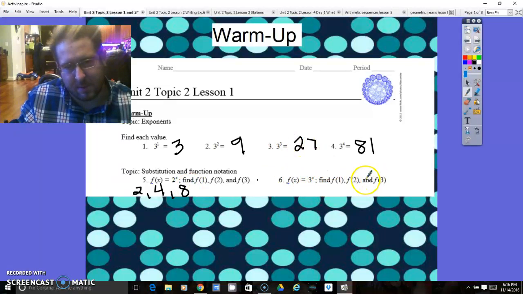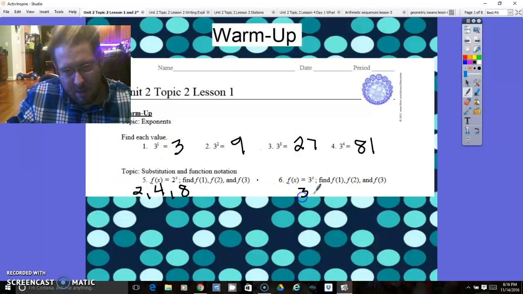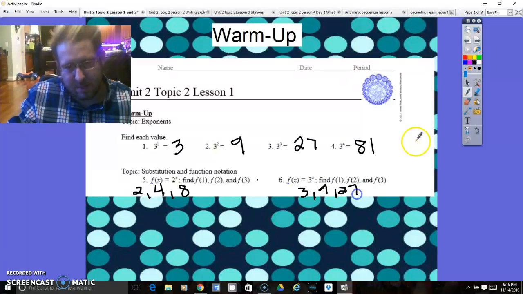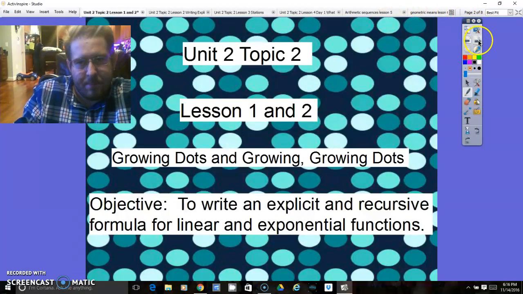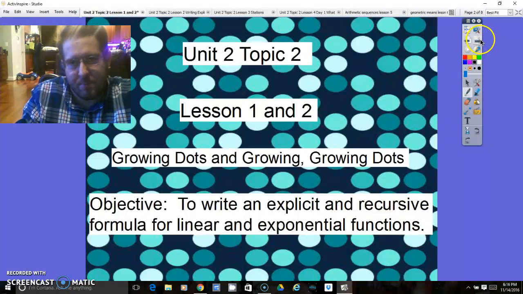So same thing over here is the exact same answers as above. So we've got 3, 9, and 27. All right, so that starts us off talking about our sequences. Geometric sequences to be exact, but we're going to start off with an arithmetic sequence.